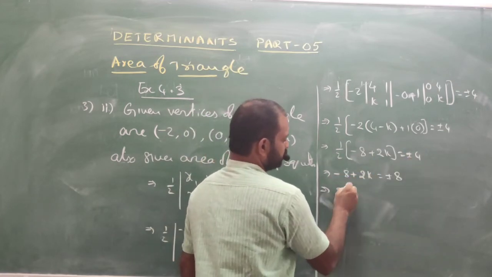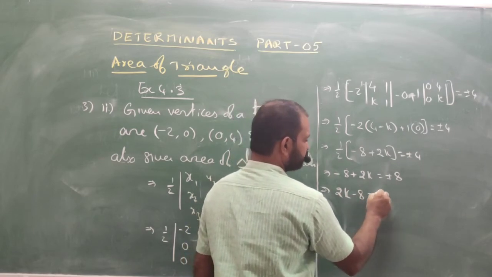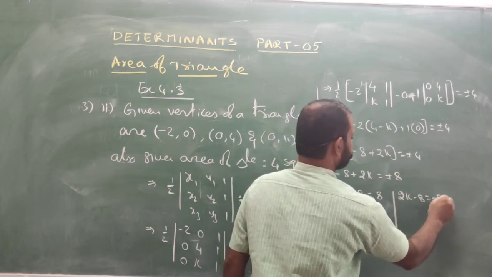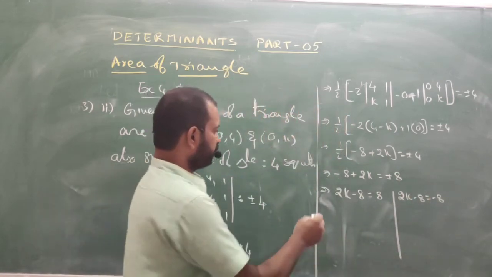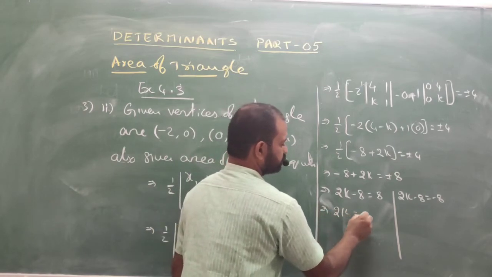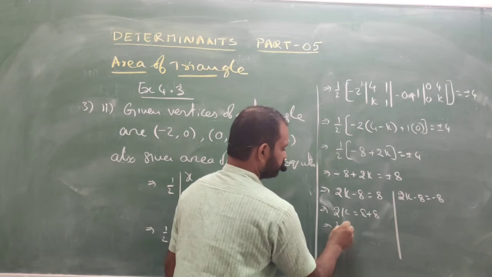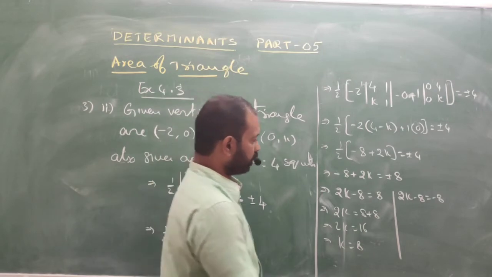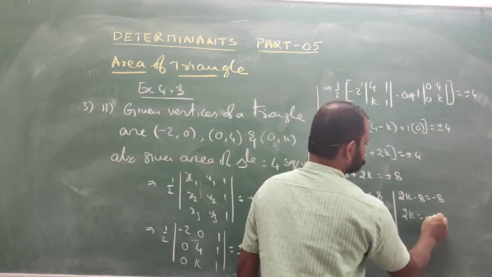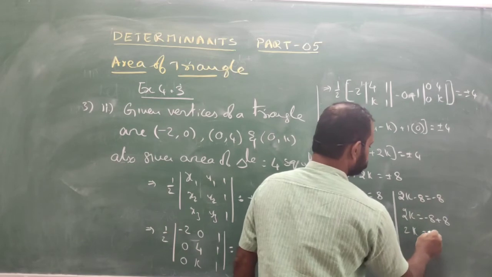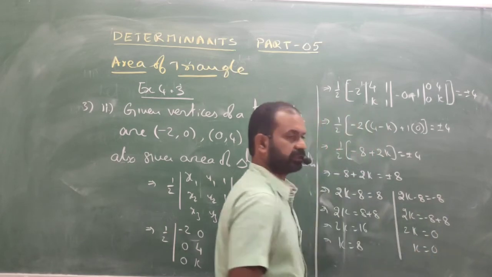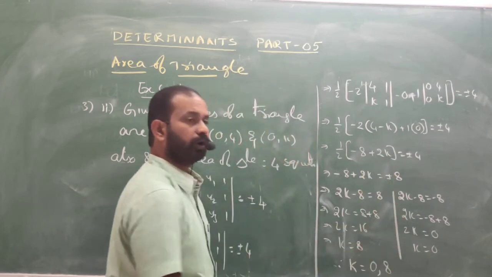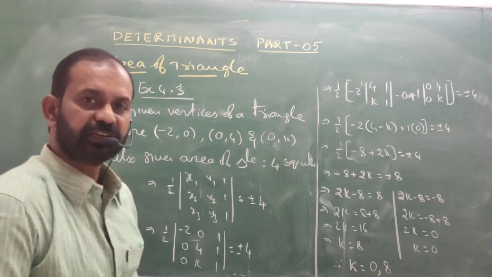So which implies 2k minus h is equal to plus h, and 2k minus h is equal to minus h. Which implies 2k is equal to 8 plus h, 2k is equal to 16, k is equal to 8. Or the other one is 2k is equal to minus 8 plus h, 2k is equal to 0, so k is equal to 0. Therefore, k is equal to either 0 or 8. I hope this is clear to everybody.